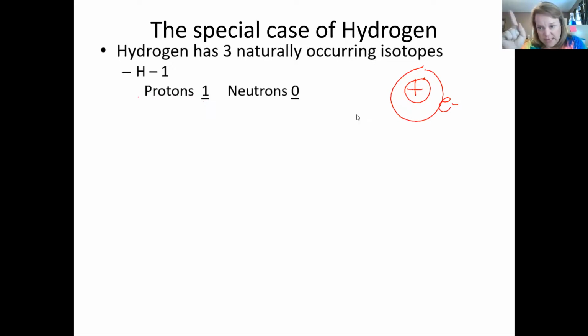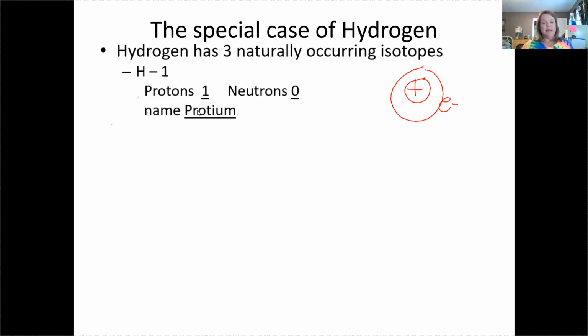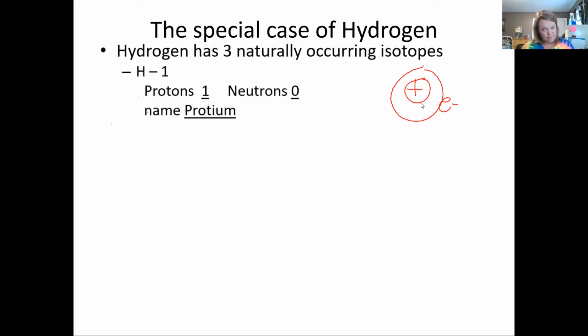Hydrogen is a special case because it is the only element whose isotopes have special names. It is called protium, pro meaning 1. It has a mass number of 1. It has an atomic number of 1 as well. Hydrogen is hydrogen because it has 1 proton in the nucleus.